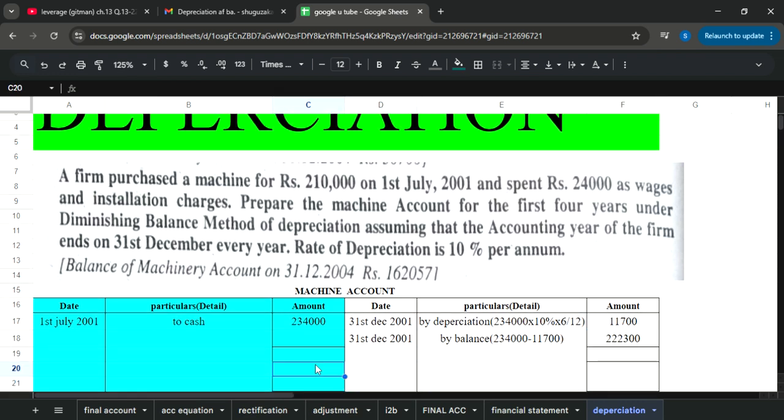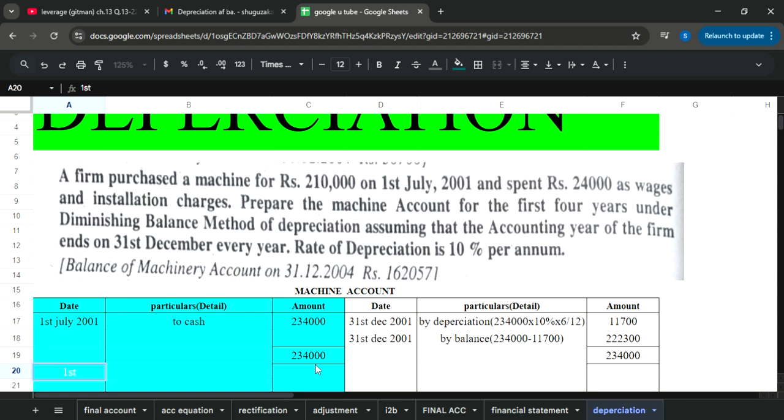Now let's check it out. Total of this side is 234,000 and over here you will calculate sum of balance and depreciation. Now you can see that total of both sides is equal. We can now safely proceed to next year.